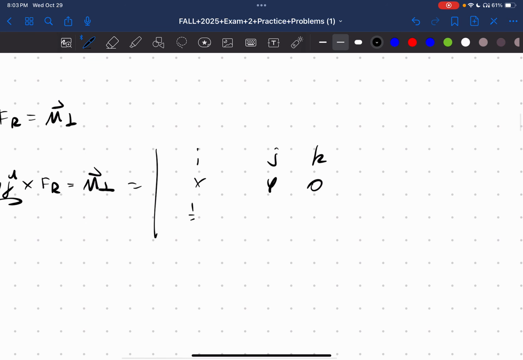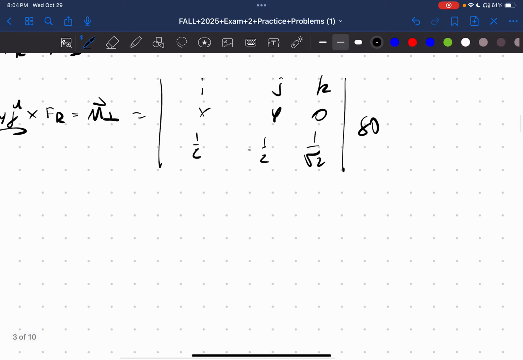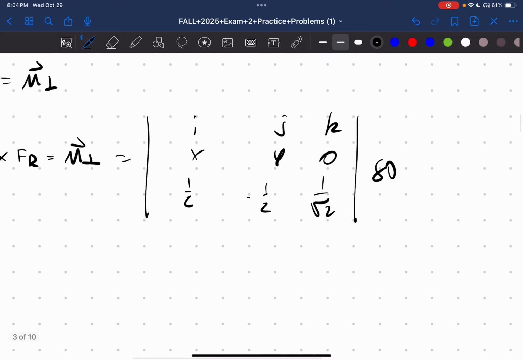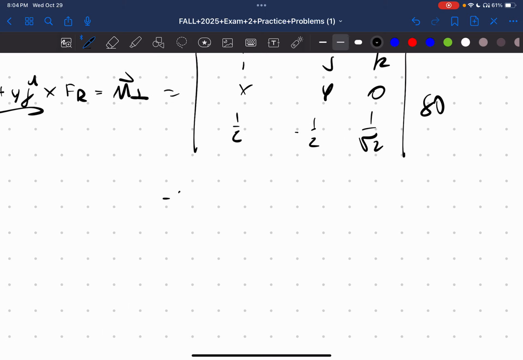So we're going to have 1/2, negative 1/2, and 1 over square root of 2 times 80. Just solve this, pretty simple stuff. So this is going to be equal to negative 7.42 I plus 655.1 J plus 468.5 in the K direction.